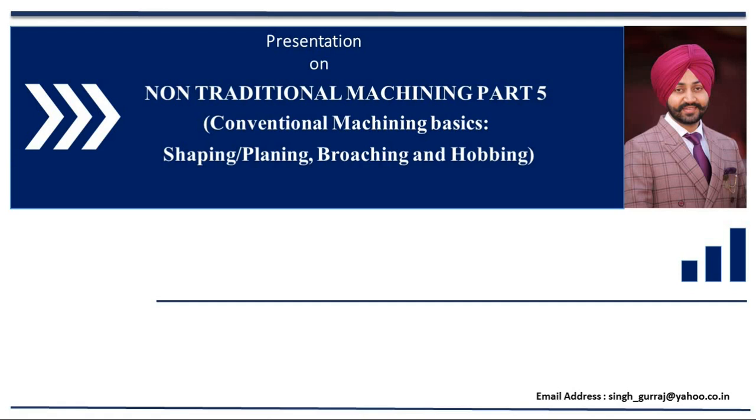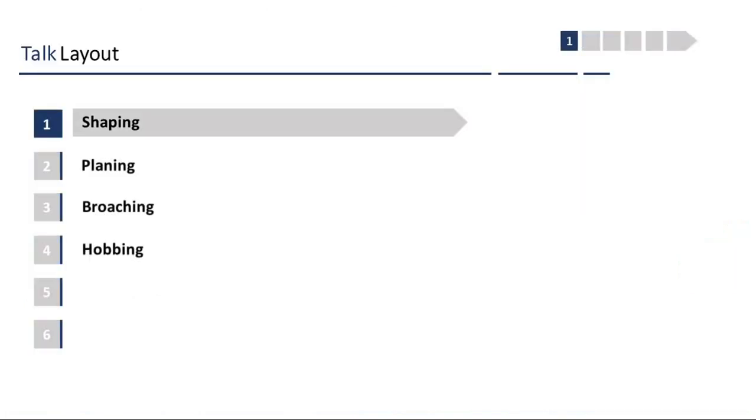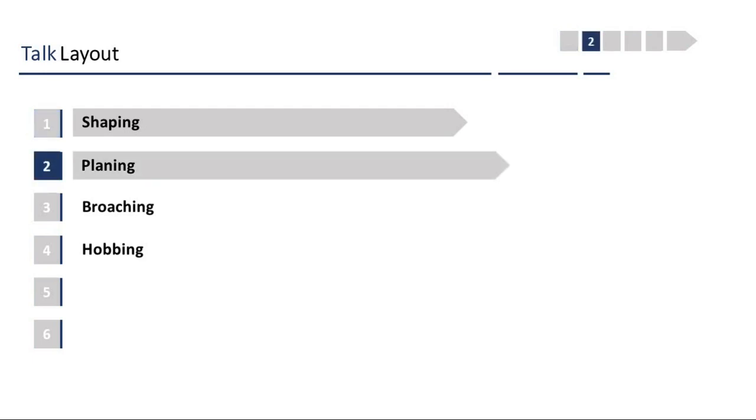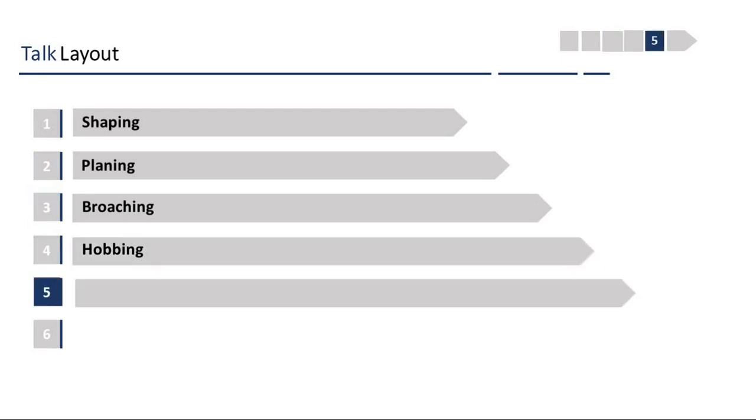Non-traditional machining part 5. So in this lecture, which probably is the last lecture on the conventional machining methods, we'll be discussing shaping, planing, broaching and hobbing. I am Dr. Gurraj Singh. So we'll be talking about shaping, then planing, followed by broaching, and finally concluding with hobbing.